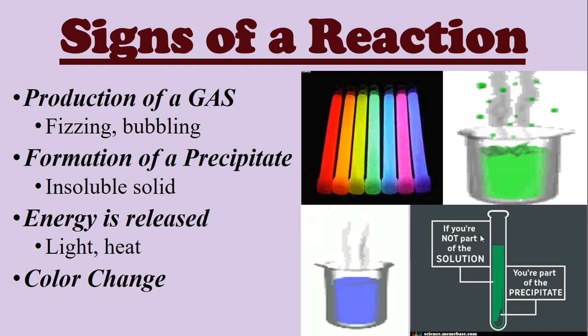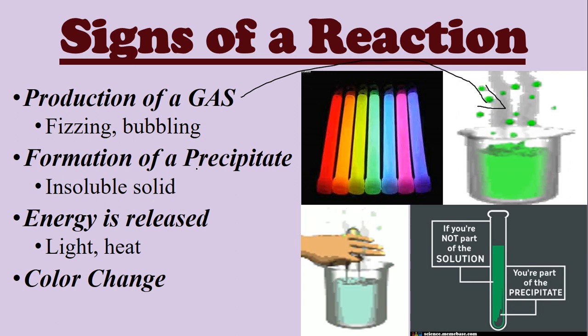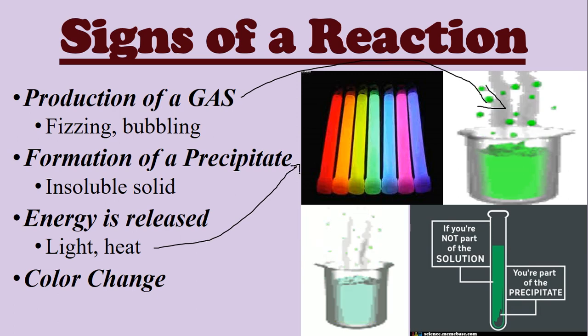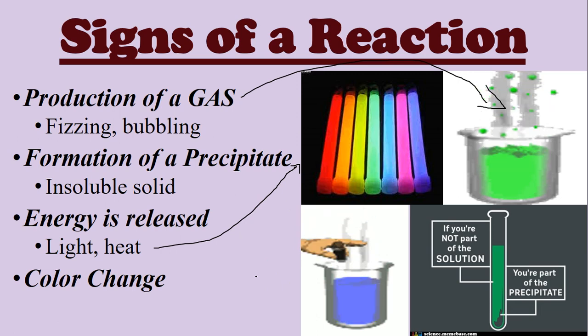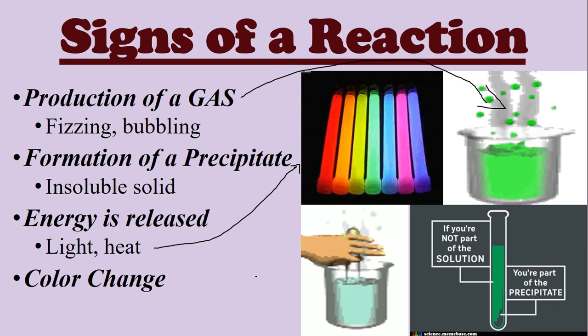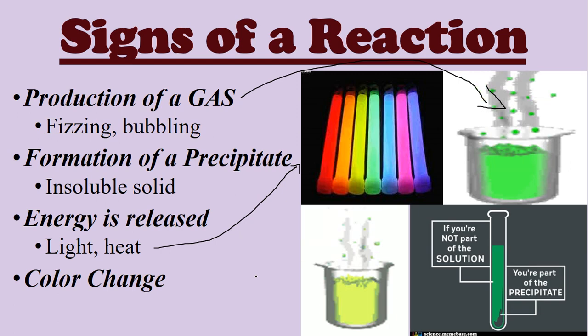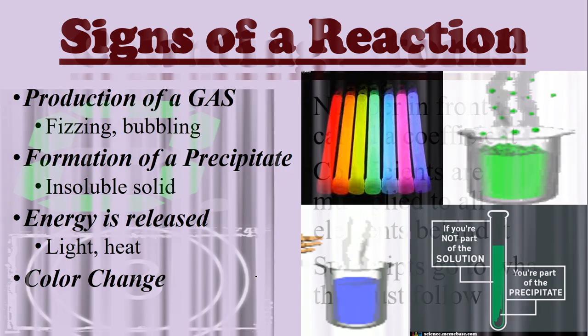Now, some signs that a reaction is taking place: you've got production of a gas. You can see that over here. Fizzing, bubbling. You have formation of a precipitate, an insoluble solid when two liquids are combined. You have energy release, like light with a glow stick, or heat. In some reactions, heat is released. And a color change. Usually we're not talking like food color change. We're talking like two clear liquids suddenly producing a pink liquid. That would be a color change there.